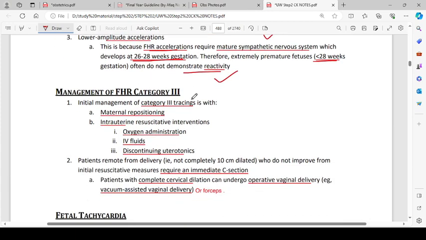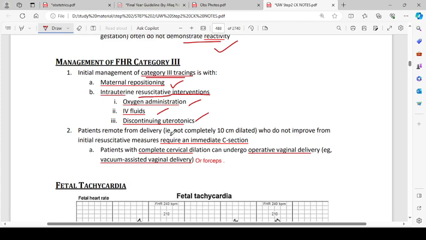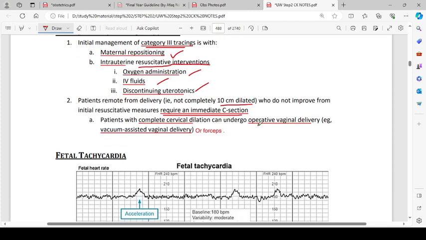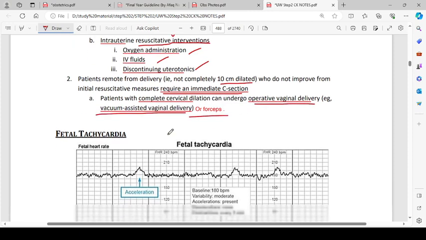Management of fetal heart rate category 3. Initial management of a category 3 tracing is with maternal repositioning, intrauterine resuscitative interventions, oxygen administration, IV fluids, and discontinuing uterotonics. Patients who are not completely 10 cm dilated and who do not improve from initial resuscitative measures require an immediate C-section if the fetal heart rate is category 3. Patients with complete cervical dilation can undergo operative vaginal delivery, that is vacuum-assisted vaginal delivery or forceps.